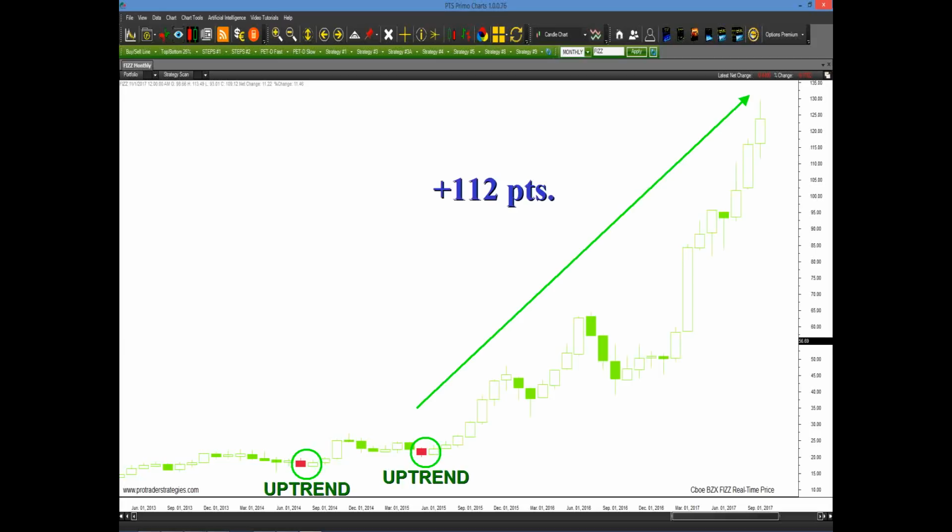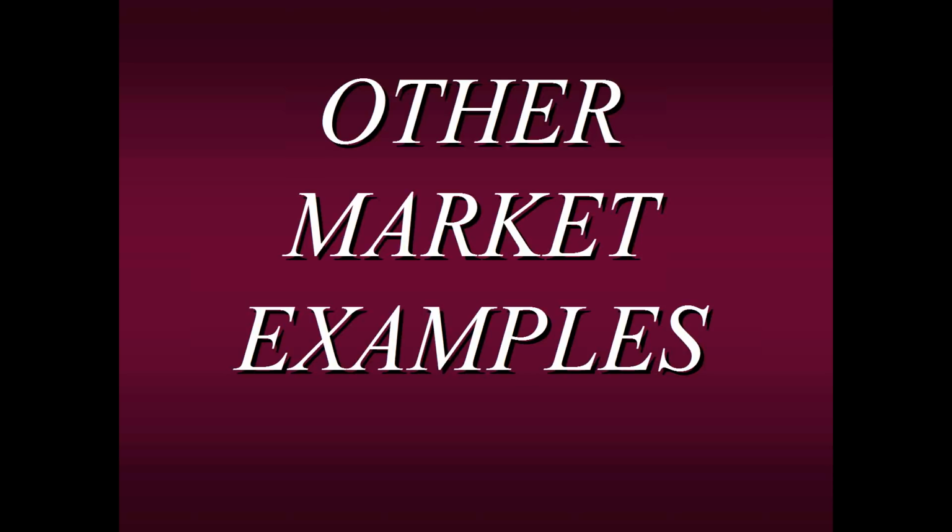Okay? So we can be looking at daily charts, weekly charts, monthly charts. It makes no difference. This technique can be applied to all of those. Now, we've been looking at stocks. Let's look at some other market examples, because I know we have a lot of traders who don't just trade stocks or who don't just trade daily bars. They like to trade other markets.